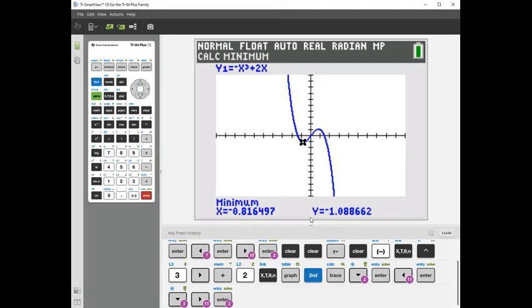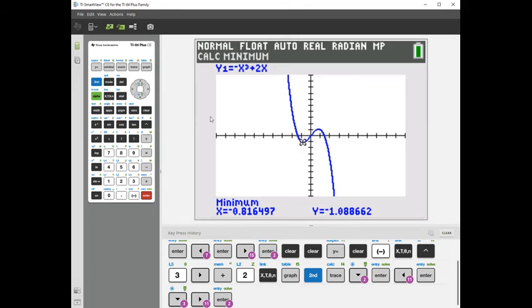That's your minimum value. We're going to round to 3 decimal places. So this will be negative 0.816, comma, negative 1.089 for the minimum value.